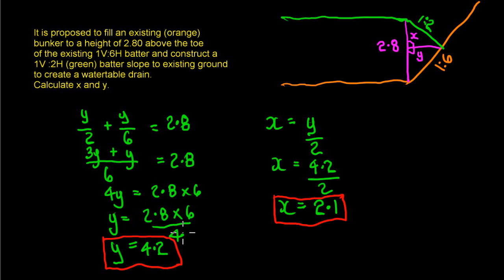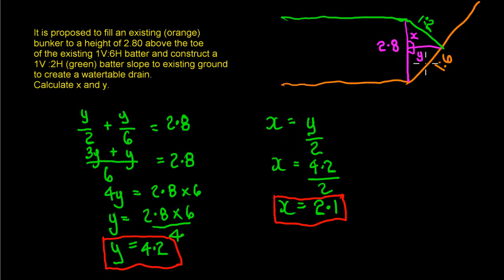I always leave things right to the end to do the calculation, because that maintains accuracy, and in this case it works out quite simple, because 4 into 2.8 is 0.7, 4 sevens are 28, so 0.7 times 6 is 4.2. We don't need to use a calculator or anything like that, just straight out times tables. And there you are, we have y equals 4.2, so that would give you an idea of the width of that side of the drain. We don't quite know the width of that side, but we could work that out fairly easily.